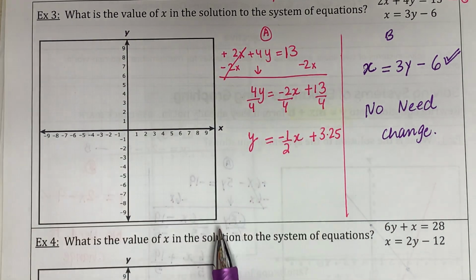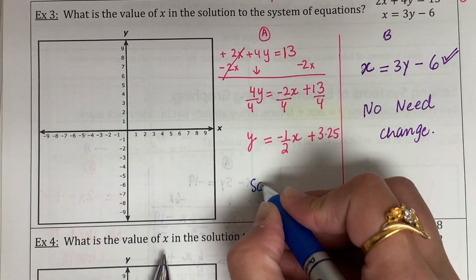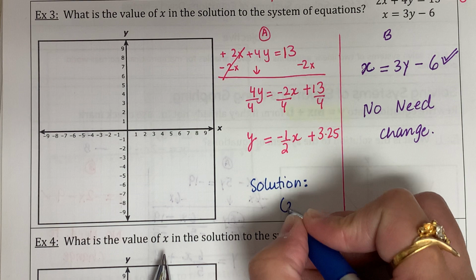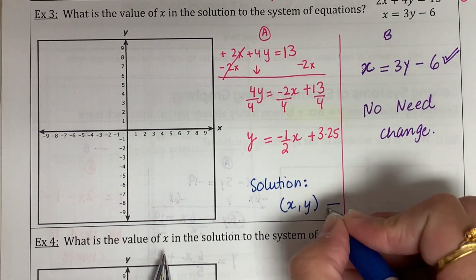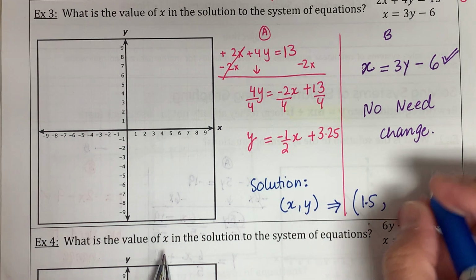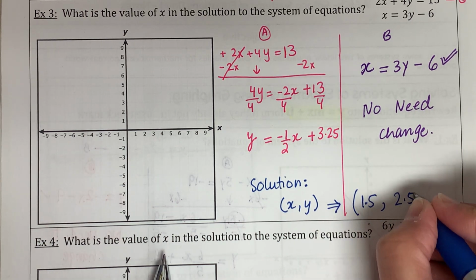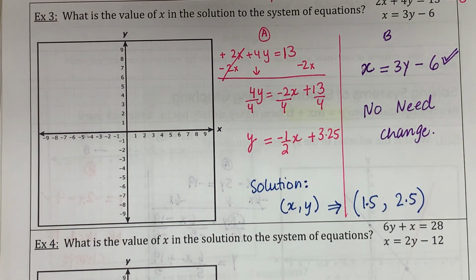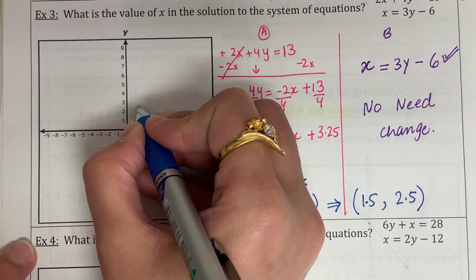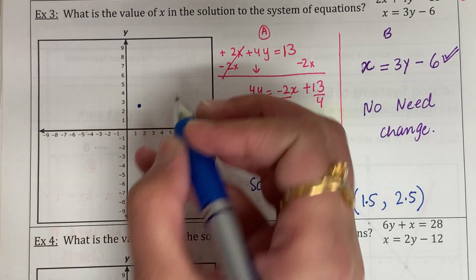So the solution is, I actually got a decimal number. It is 1.5 comma 2.5. So that's where my answer is. So 1.5 on the x and 2.5. So it's over here.